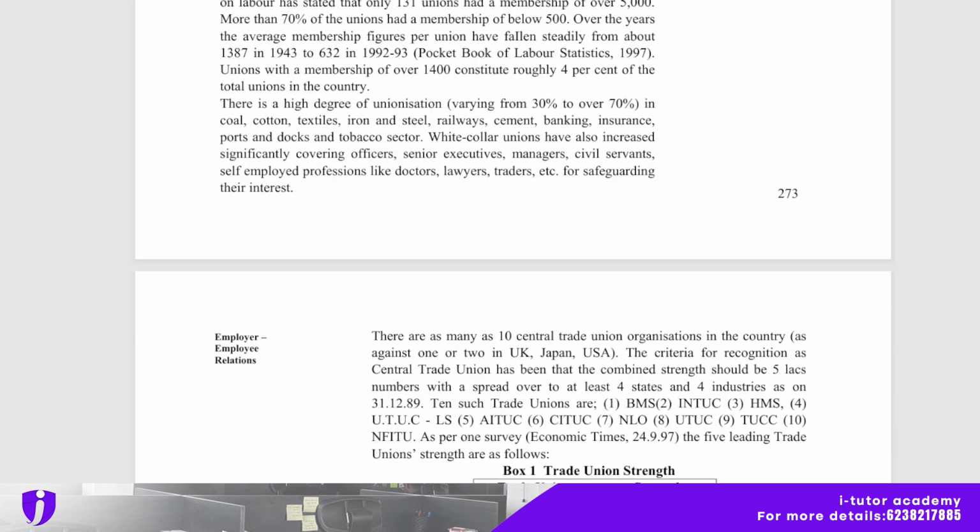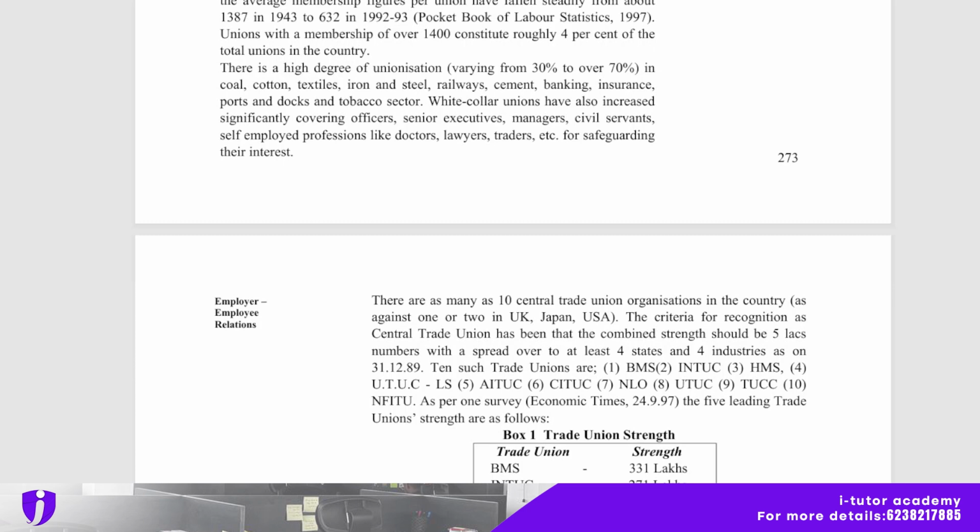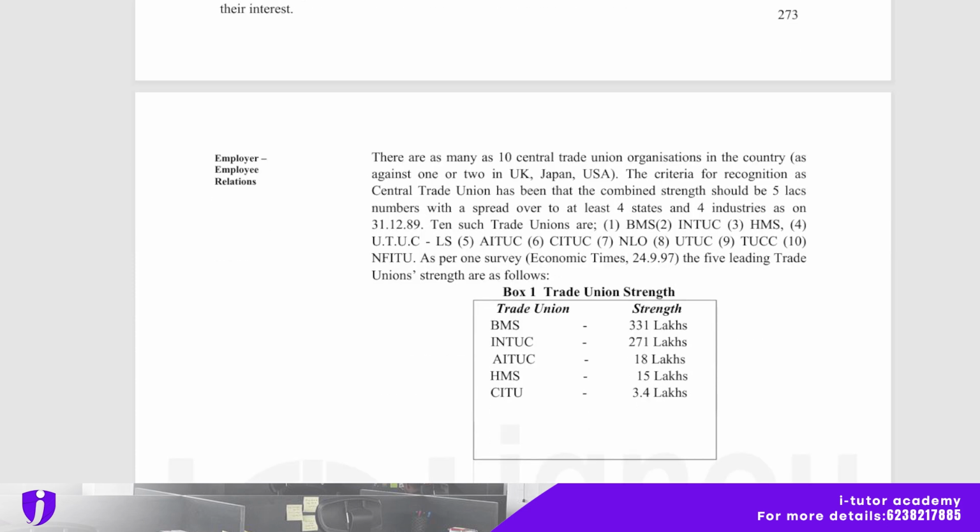There are as many as 10 central trade union organizations in the country, as against one or two in the UK, Japan, and USA. The criteria for recognition as a central trade union has been that the combined strength should be 5 lakh members with a spread over at least 4 states and 4 industries as on 31/12/89. Okay, so the trade union and its strength are in this column, box 1. You just go through that.